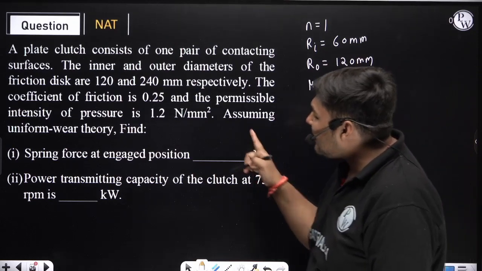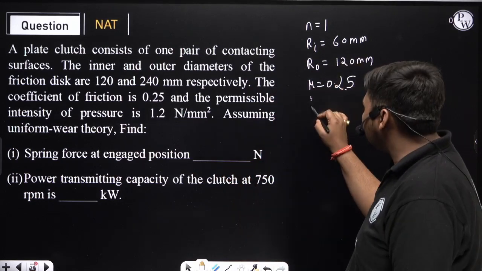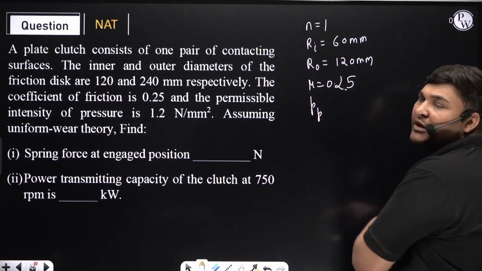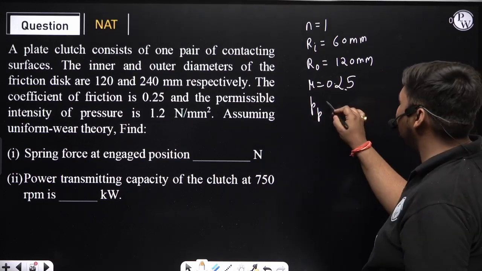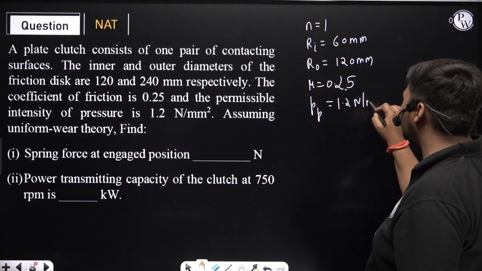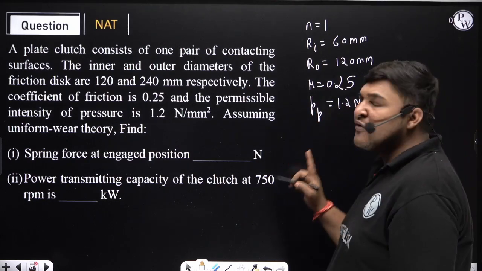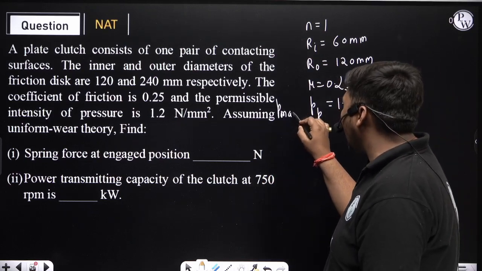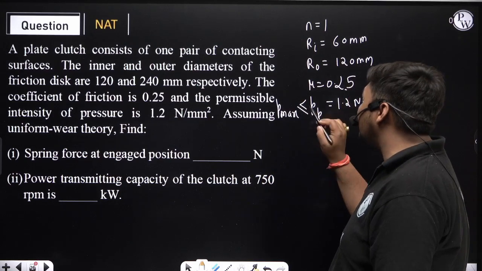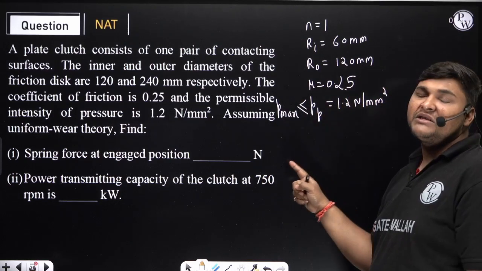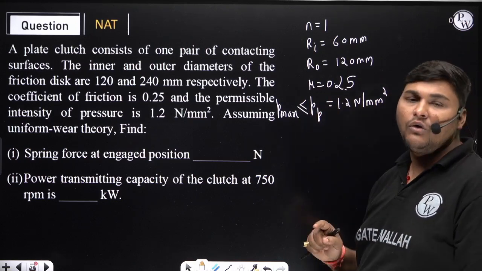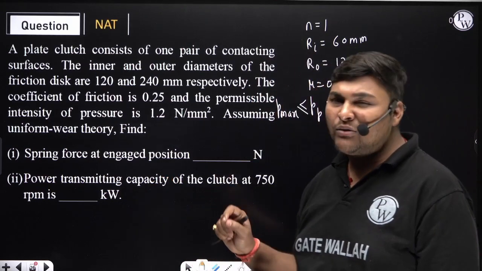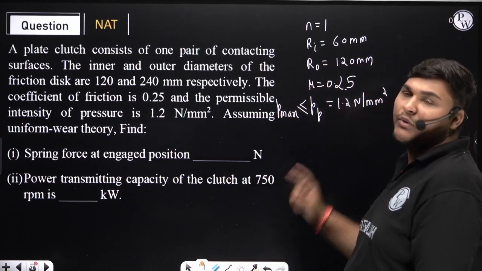0.25, and permissible intensity of pressure, P P, is given. This P is for pressure, this P is for permissible. So permissible pressure is given, which is 1.2 newton per mm square. Means if we want our system, that clutch, to be safe, the actual maximum pressure should be either equal to 1.2 or less than 1.2, because it is the permissible pressure, meaning pressure cannot be more than 1.2. So to calculate the limiting value you can equate maximum pressure with 1.2.